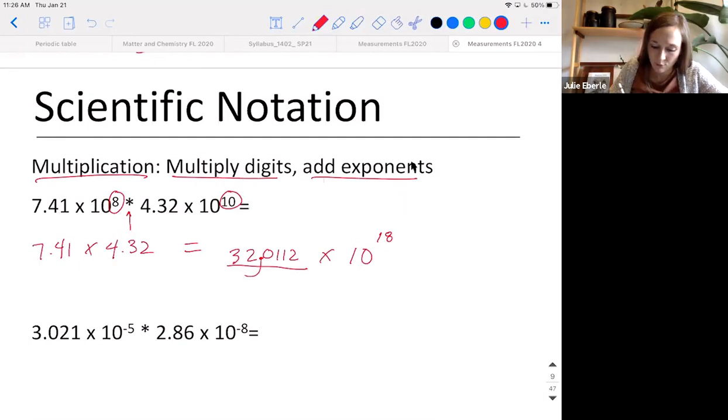We're going to take this decimal and move it one place to the left. And remember, when the decimal moves to the left, the exponent increases. So this actually should be 3.2. And you can round. You're going to learn, I'll just tell you now.